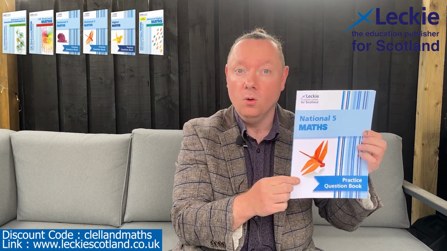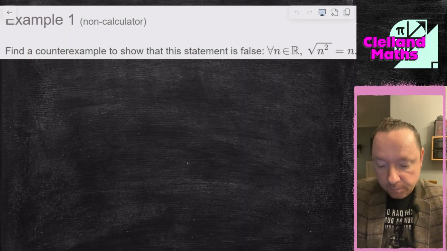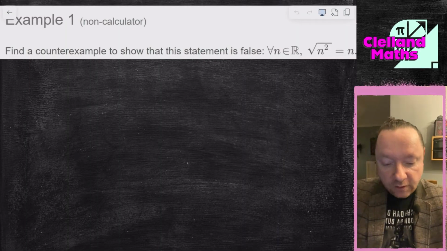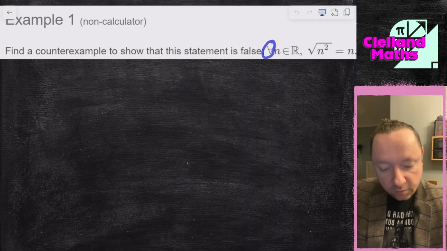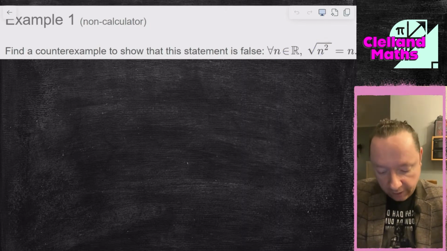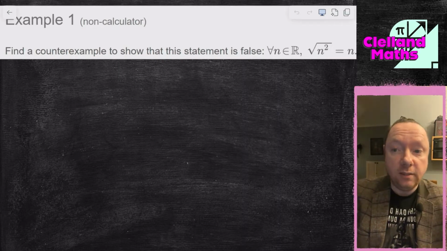Link down below. Jumping straight in, find a counterexample to show that this statement is false. Now let's look at some of these symbols. This means for all n, a member of the real numbers, the square root of n squared is equal to n. So we want a counterexample to this. So we just need to find one that doesn't work.